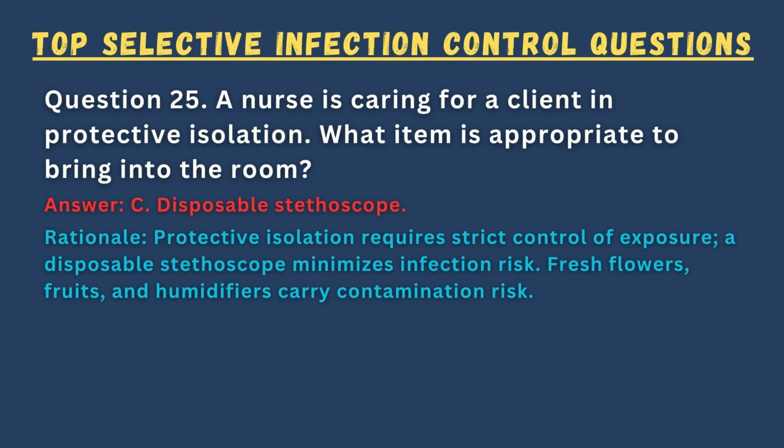Answer. C. Disposable stethoscope. Rationale. Protective isolation requires strict control of exposure. A disposable stethoscope minimizes infection risk. Fresh flowers, fruits, and humidifiers carry contamination risk.